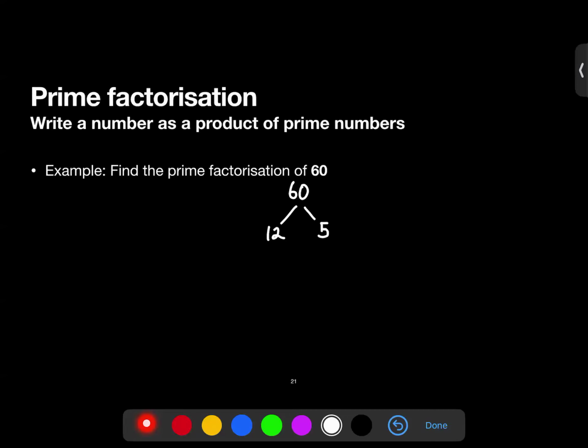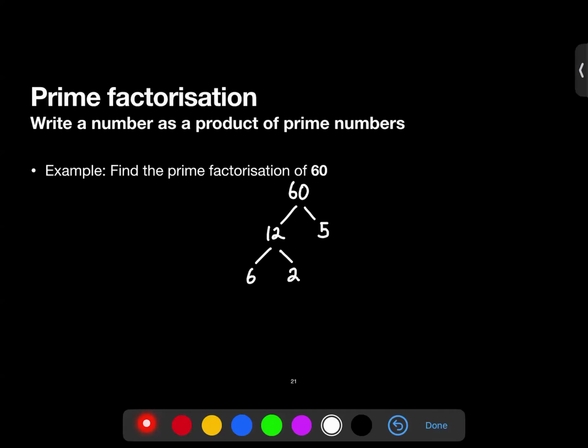So from here, we'll continue to split. So we'll split 12 into two factors, and we'll split 5 into two factors. So we'll begin with 12. So can someone give me two factors that multiply to 12? 6. And the second? 2, correct. So 6 and 2.